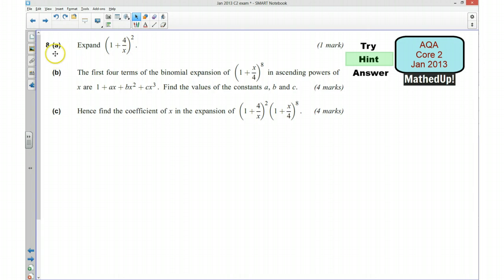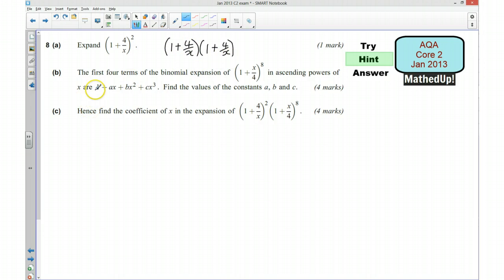So for part A, we want to expand (1 + 4/x) all squared. My tip to people here is to always write this out in this way, because a common mistake that I see even experienced mathematicians do is to just square each term and write that as your answer. So if you write it out in full in this way, then you will avoid that mistake.